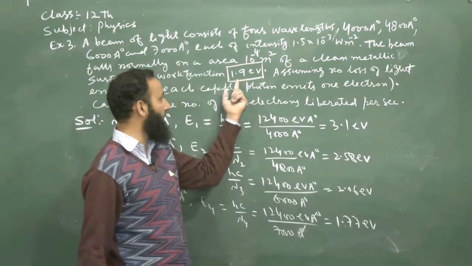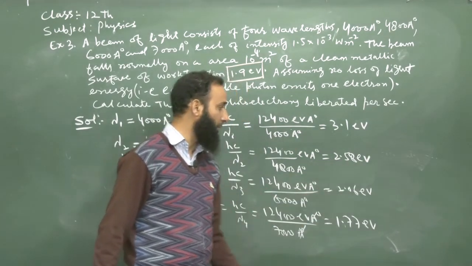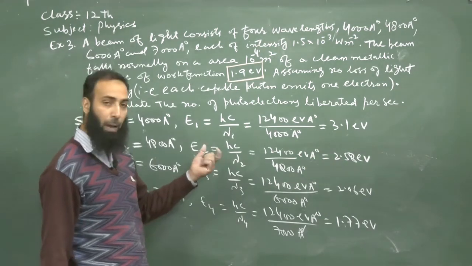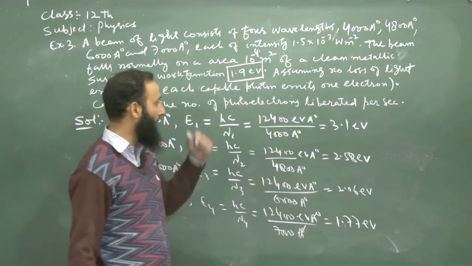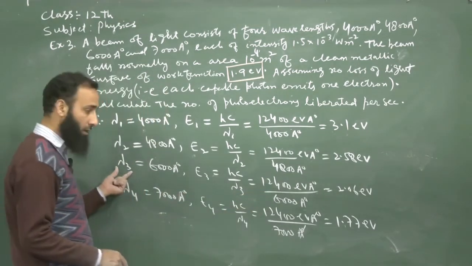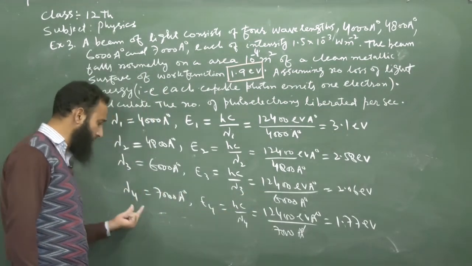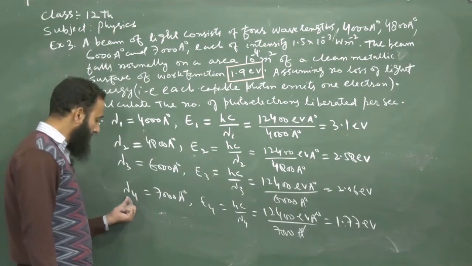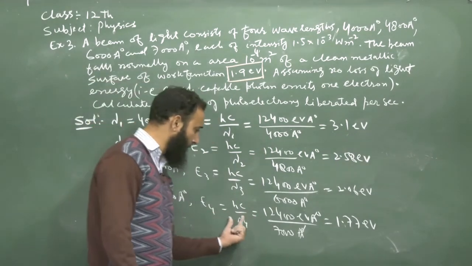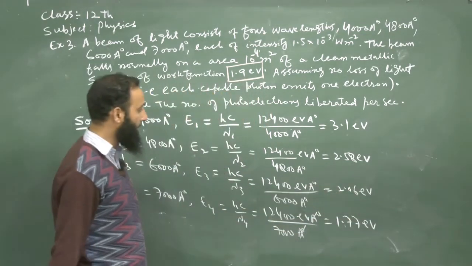Here the work function is 1.9, and it is 2.58. It is greater than the work function, therefore these photons are also able to impart the appropriate amount of energy, and hence electrons will come out from the metallic surface. Same is the case with lambda 3, but for lambda 4, the energy of the photons which corresponds to the wavelength of 7000 angstroms, the energy of these photons is less than the work function, that is 1.77 electron volt.